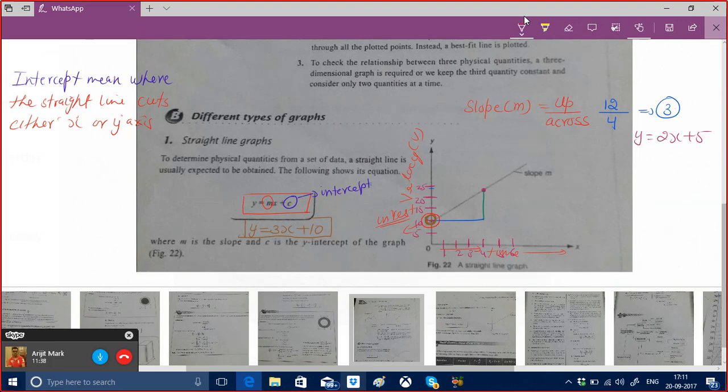Okay. So y equals 2x plus 5, then that means you have to plug in the values of x one by one. And then you will get some points over there, okay?